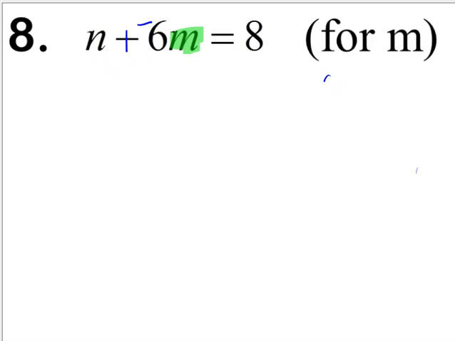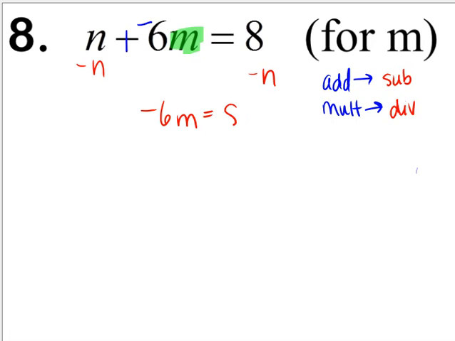So I actually have an addition and I have multiplication that I will be undoing. The way I undo each of those again is undo addition by subtracting, and I'll undo my multiplication by dividing. So I'm going to undo this addition first by subtracting n. That gives me negative 6m equals 8 minus n. I will then undo my multiplication by dividing by 6. I'll go ahead and highlight my m again. Divide by negative 6 on both sides.